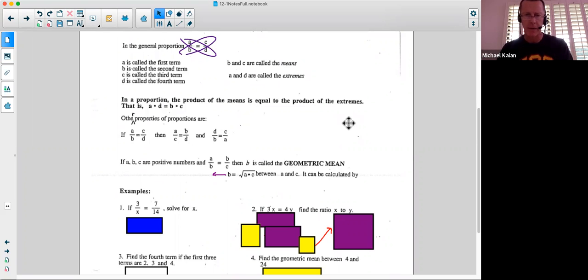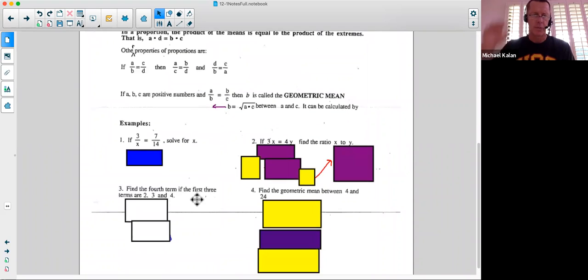Well, the geometric mean says that if A, B, and C are positive numbers, and A over B equals B over C, okay? So in other words, the denominator of one fraction is equal to the numerator of another, then B is called the geometric mean. And if we cross multiplied, wouldn't we have B squared equals AC? And then if we took the square root of both sides, B would equal the square root of AC. So keep that in mind. So B is equal to the square root of A times C. Okay. So let's go ahead and do these examples.